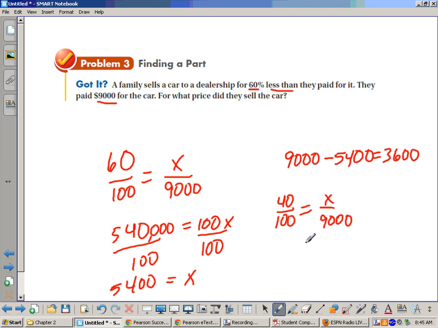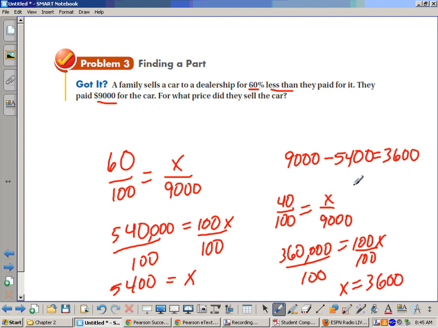To get 3,600. So 40 times 9,000 is 360,000. And then dividing by 100, we get the same answer. We get our 3,600, but we didn't have to do this little subtraction problem after we found the answer. So when you're answering problems, make sure that you have answered the question, not just found the percentage.